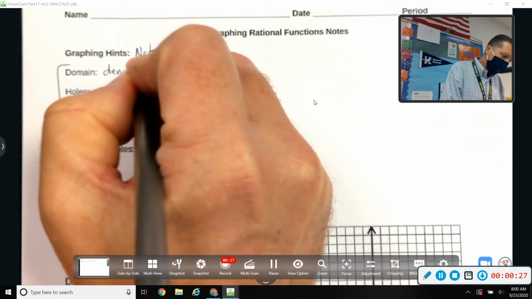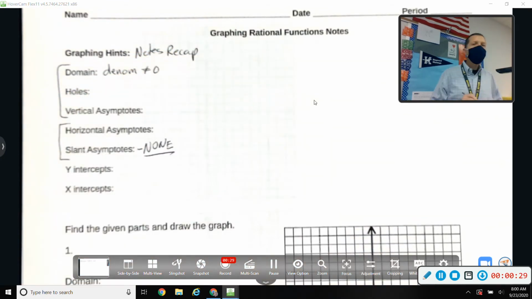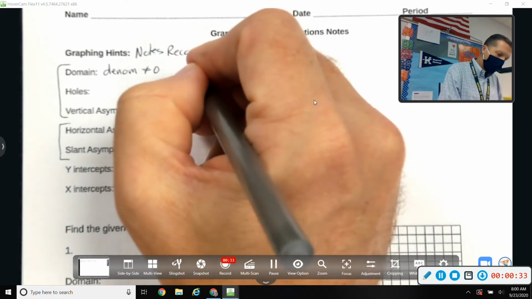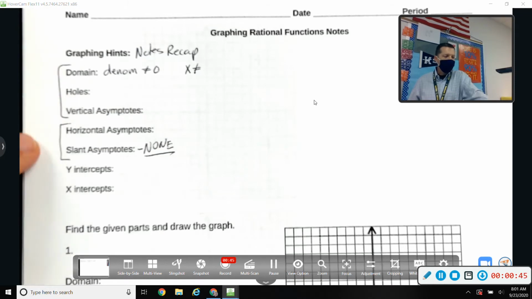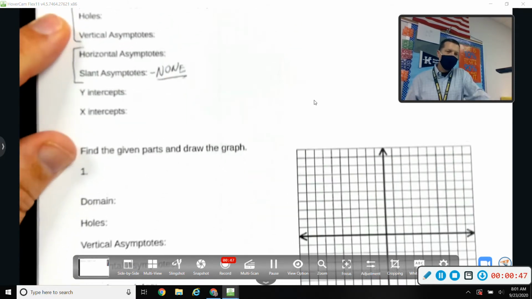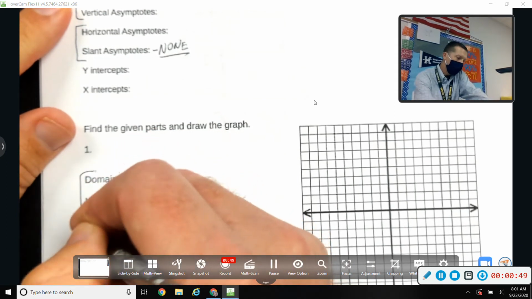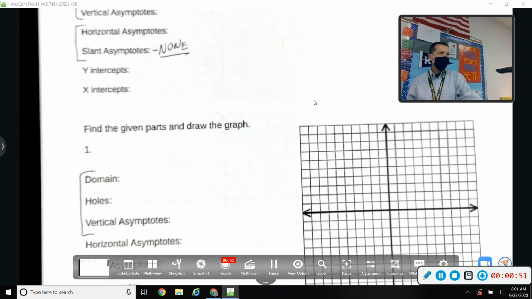So domain means denominator can't be 0. And so your answer looks like x can't be 3 or 7 or -2 or whatever. But you're just looking for denominator, what makes it 0. I marked off those together. In fact, I'll start doing that on all of the problems. We'll start a problem and I'll immediately just mark off domain holes, vertical asymptotes, because those go together.